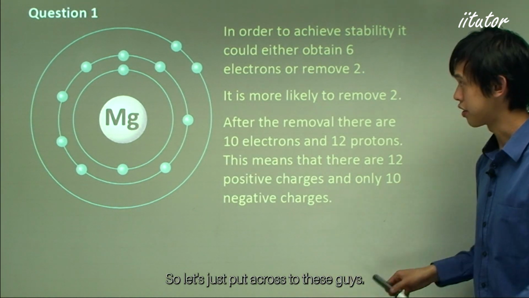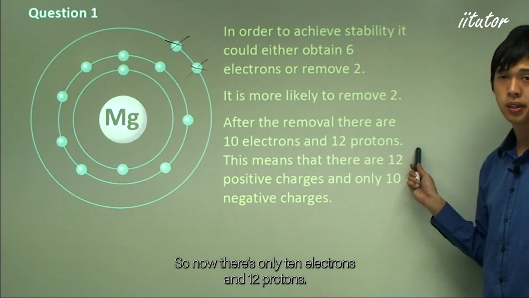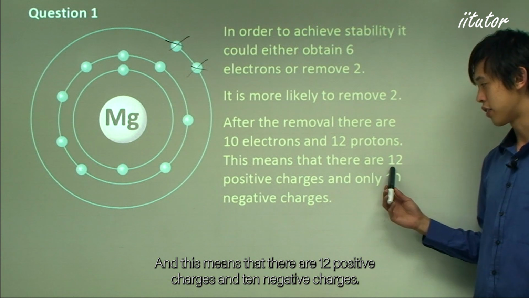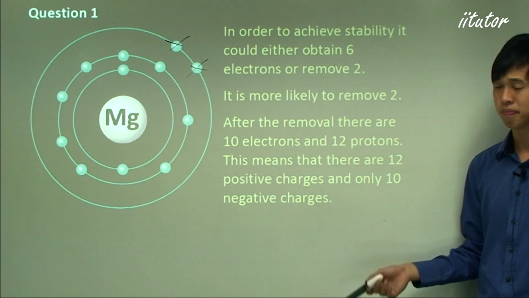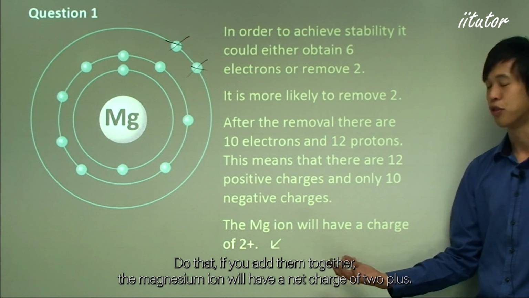So let's just put a cross through these guys, so they're not there anymore. So now there's only 10 electrons and 12 protons. And this means that there are 12 positive charges and 10 negative charges. If you add them together, the magnesium ion will have a net charge of 2+.